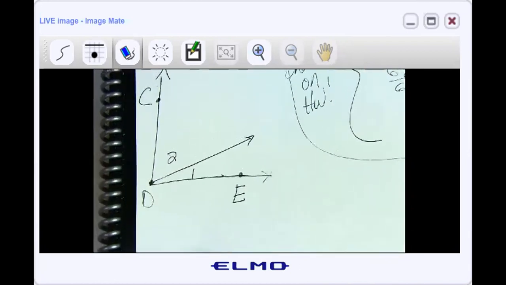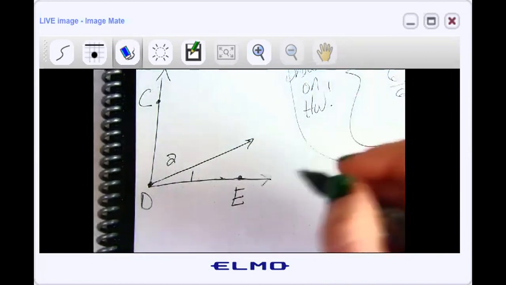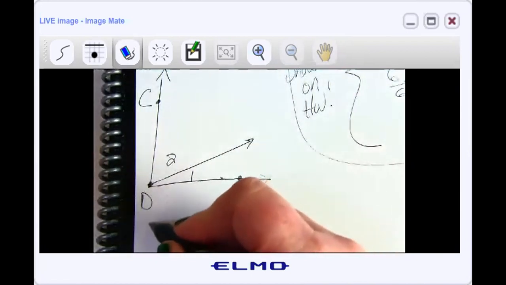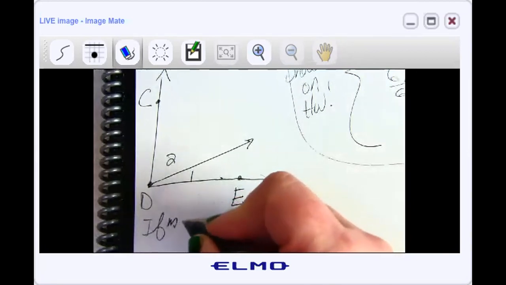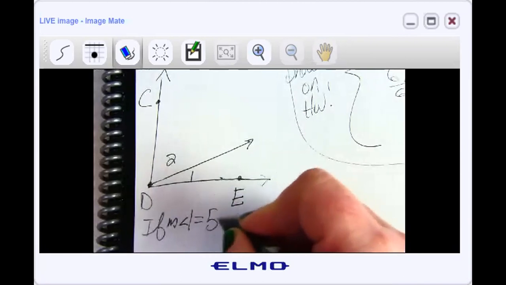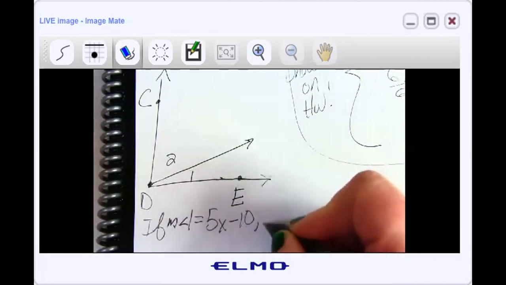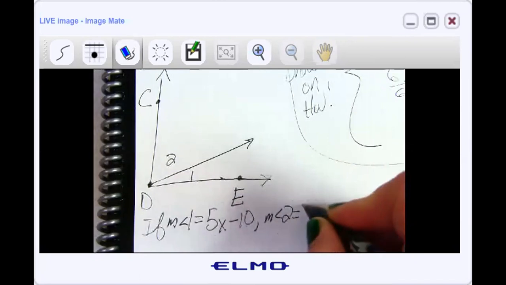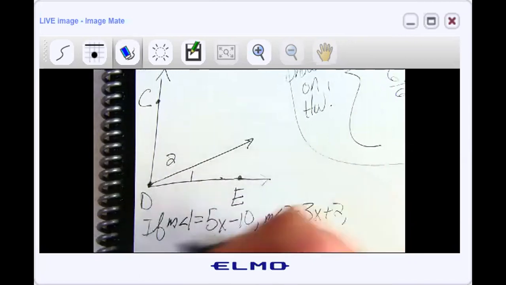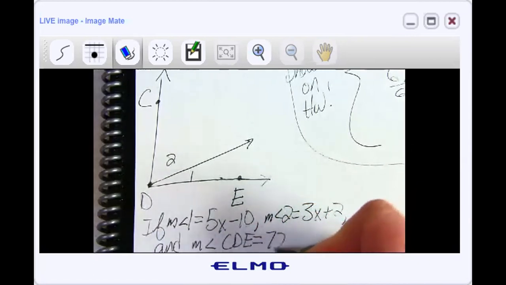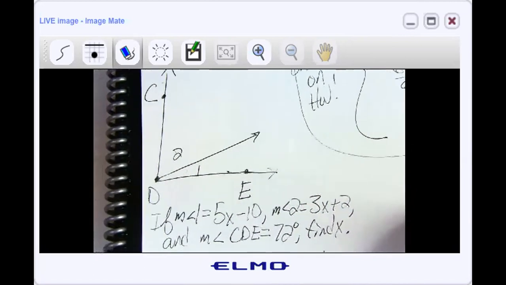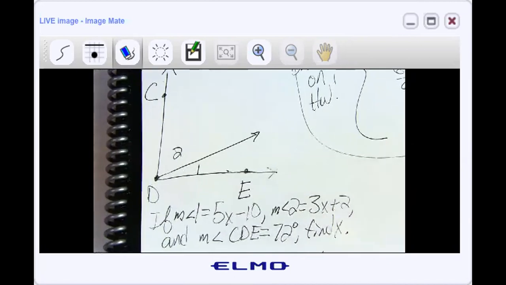All right, so here's the situation with this one. I'm going to tell you, let's stick it down here. If measure of angle 1 is 5x minus 10. Measure of angle 2 is 3x plus 2. All right, so here is our situation this time.